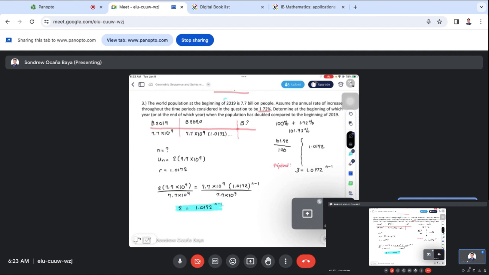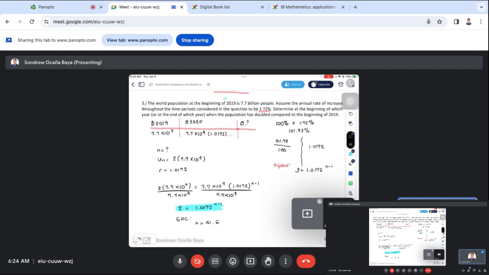Okay, so when you do GDC here, again, we are just looking for one particular answer, so we can just directly use the numeric solver. Go ahead and solve it using your numeric solver, and you will end up with the answer n equal to 41.6. Okay? All right. So it's 41.6 including 2019. Take note, this is including 2019.